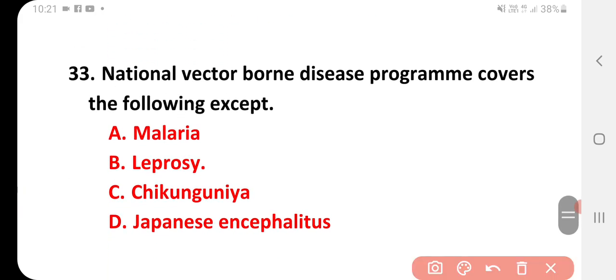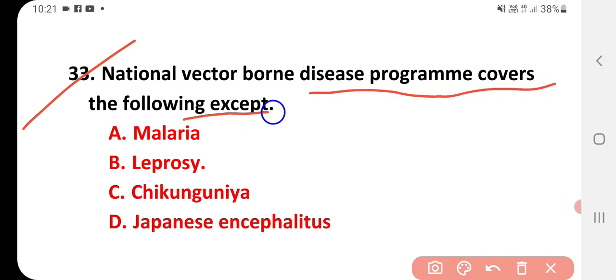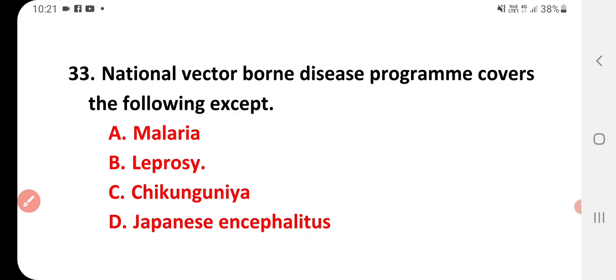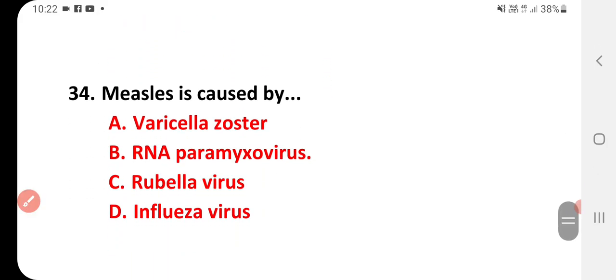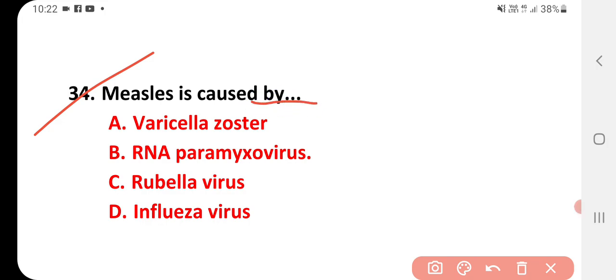Next 33, National Vector-Borne Disease Program covers the following: malaria, chikungunya, Japanese encephalitis, but except leprosy. So leprosy is not included in National Vector-Borne Disease Program. So option B.